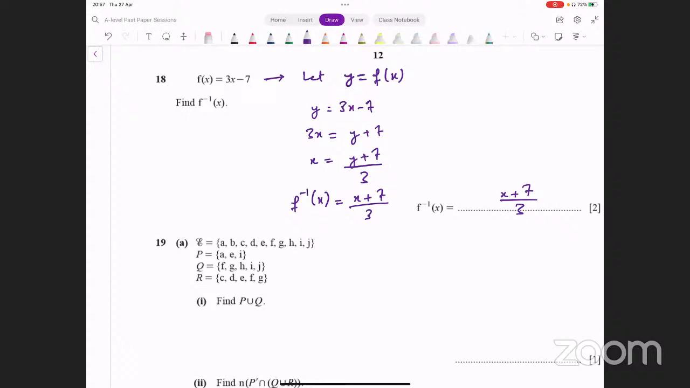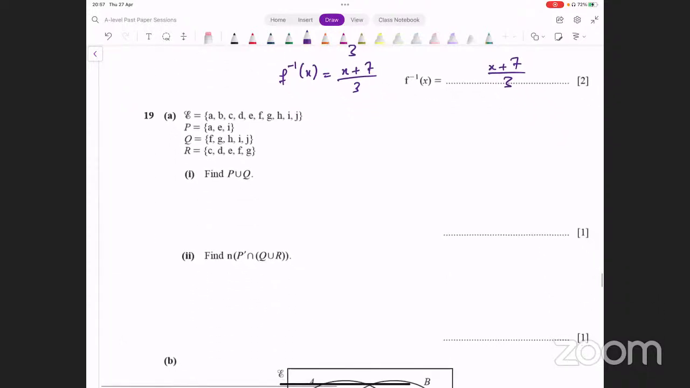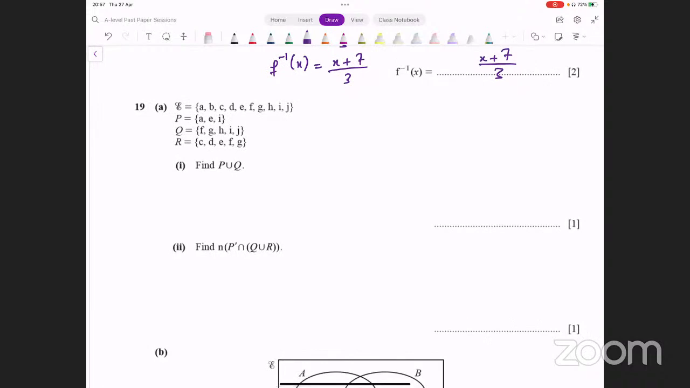Okay, let's look at question number 19. You have this universal set A, B, C, D, E, F, G, H, I, J. You have the first 10 letters of the English alphabet. We have 3 more sets given, P, Q, R. We need to find P union Q first of all. P और Q को आपने merge कर देना है और repetitions को remove कर देना है. ठीक है, let's do that.